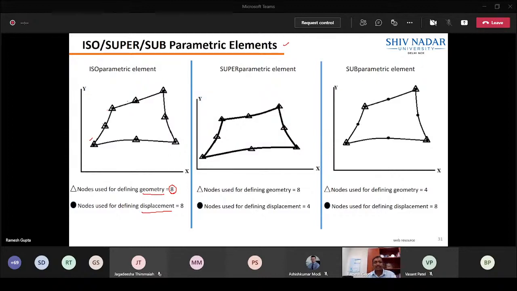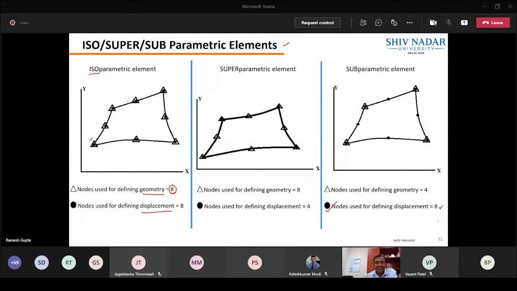At the same time, if the displacement is also represented by the same number of nodes, then you have isoparametric. Iso means same; the parameter here is geometry or displacement. So if the same number of nodes is used to represent geometry as well as displacement, then you have isoparametric. If more nodes are used to represent geometry, then you have superparametric. If it is the other way around, when you use more nodes to represent displacement, for example the circled ones, there are mid-side nodes as well, whereas the triangles are not there. Triangles are only 4, whereas the circled nodes representing displacement are 8. That means you have more nodes to represent the displacement field as compared to geometry.